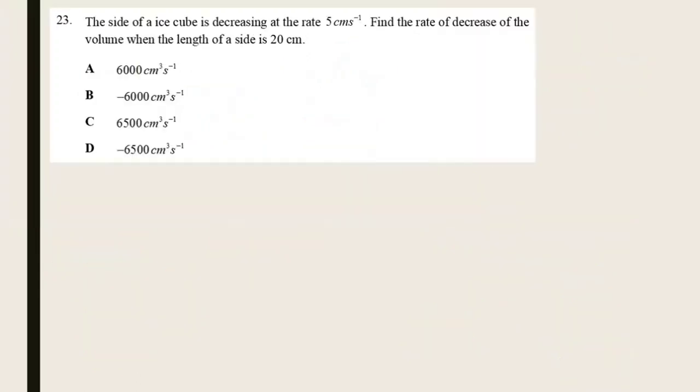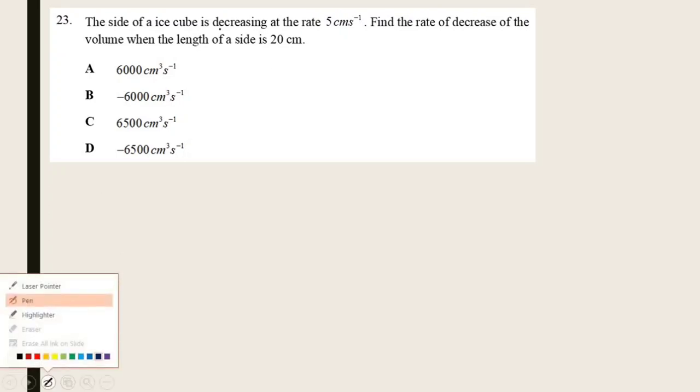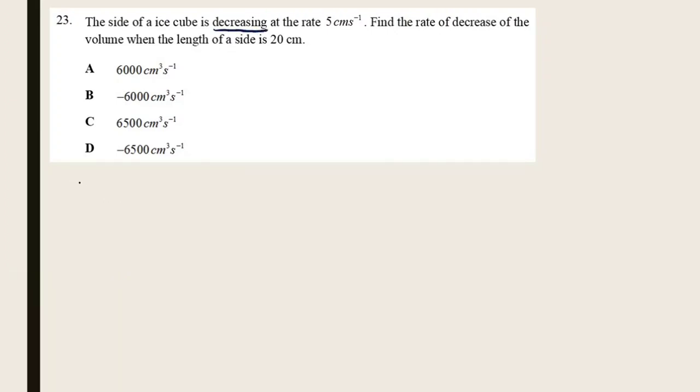Alright, so let's proceed to the next question, question number 23. Here we have the side of the ice cube decreasing at the rate of 5 centimeters per second. The keyword over here is decreasing, right? So we can write down that dx over dt equals negative 5 cm per second, because it is decreasing. So what we need to find is our dv dt.